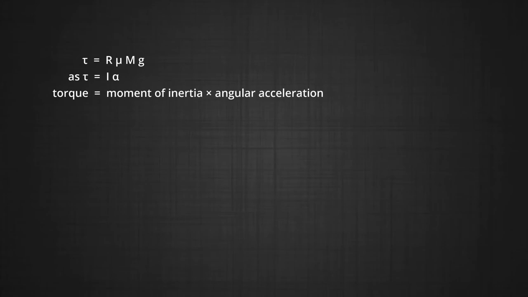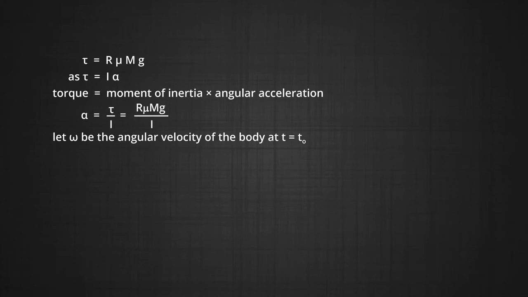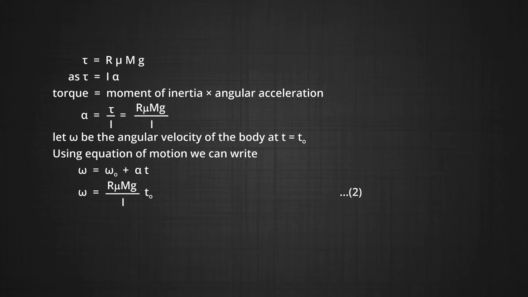As we know, net torque is equal to moment of inertia into angular acceleration, that is I times alpha. Therefore, alpha can be written as torque upon moment of inertia. Hence, it becomes R times mu m g divided by I, which is the moment of inertia. Let omega be the angular velocity of the body at t equal to t naught. Then using the equation of motion for rotational motion, we can write omega is equal to omega naught plus alpha t. Here omega naught is 0, as the object starts rotating from rest. Omega can be written as mu times R into mg into t naught divided by moment of inertia. Let it be equation number 2.